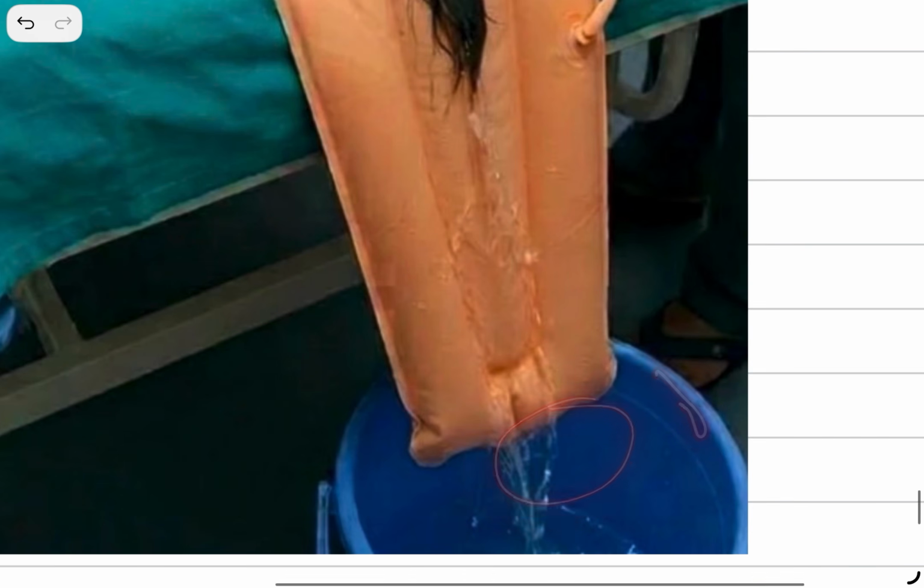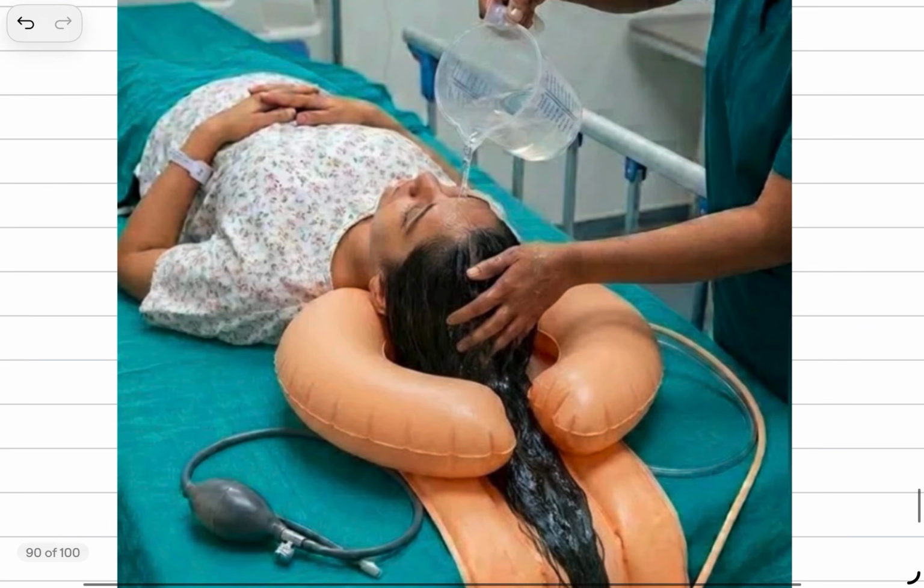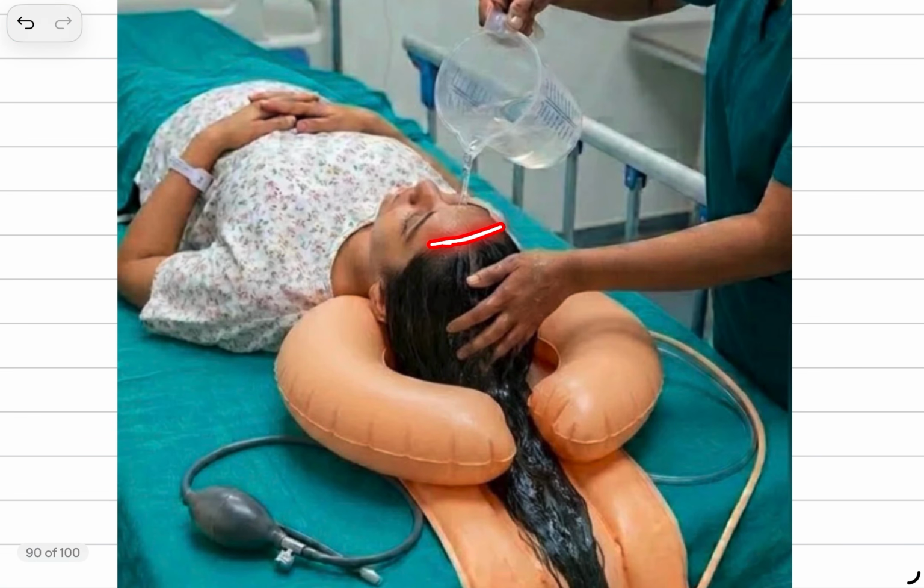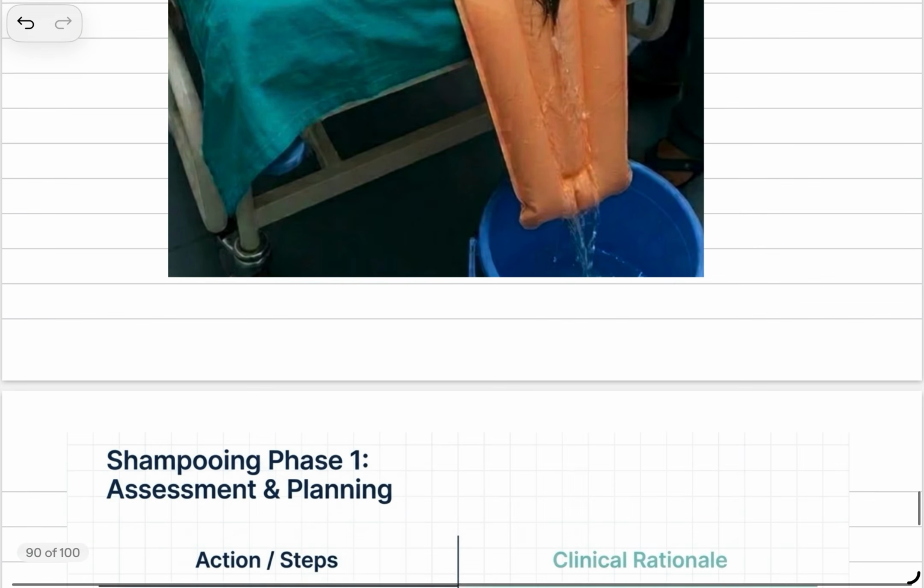This is a bucket, and here you can see from the edge of the hairline up to the end of the hair. Okay, from the scalp edge of the hairline up to the hair end, what are they doing? They are washing, they are wetting first. Clear? And later on they will do the shampooing. I will show one by one.